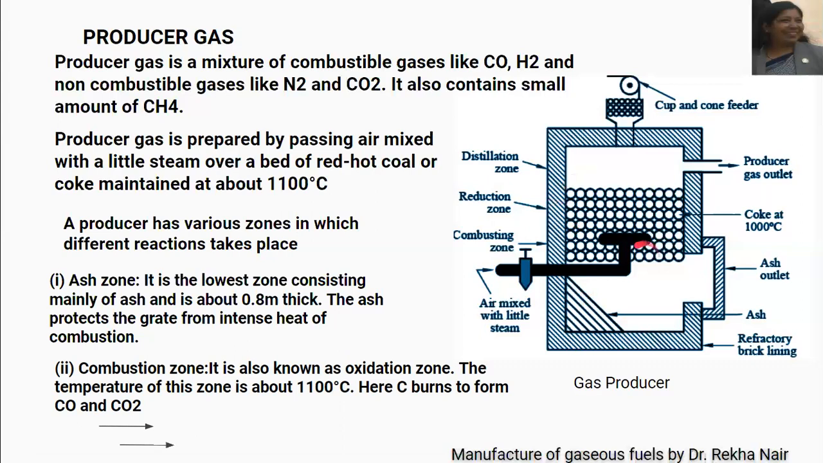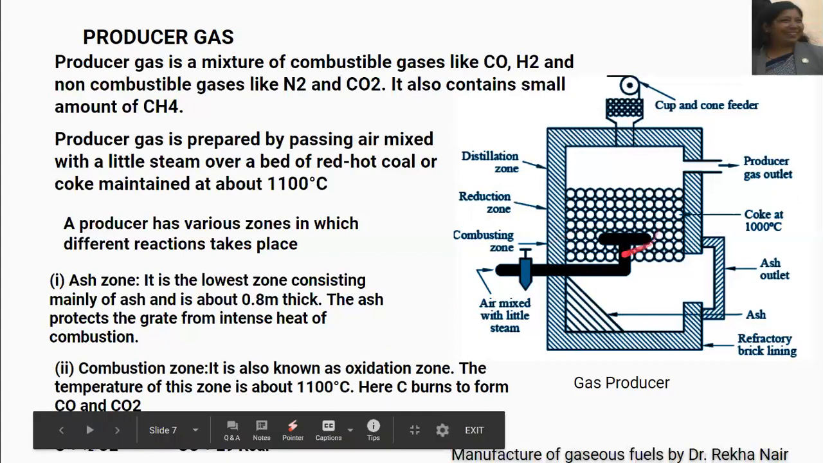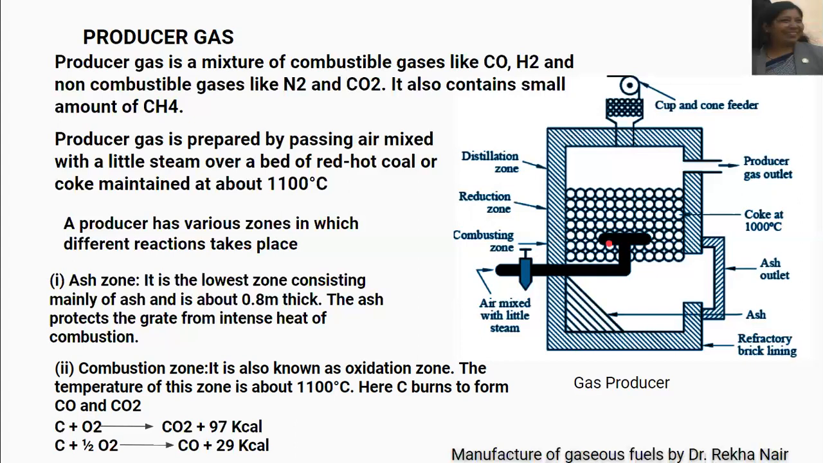In the combustion zone, which is also known as the oxidation zone, the temperature is maintained at 1100 degrees centigrade. Here the carbon will burn to form carbon monoxide and carbon dioxide. Both these reactions are exothermic in nature, and release energy, because of which we have 1100 degrees centigrade maintained in this zone. In the formation of carbon dioxide, around 97 kilocalorie energy will be released, and in case of carbon monoxide, it is about 30 kilocalorie.